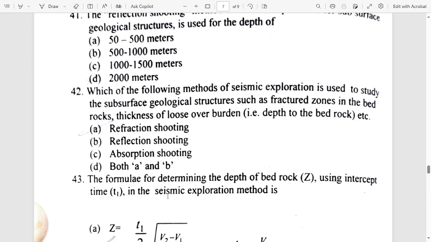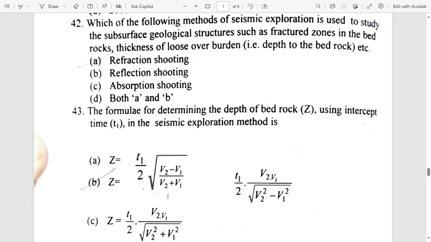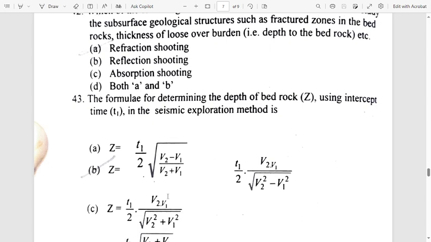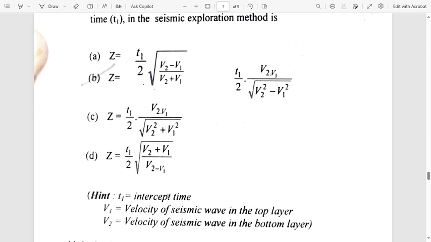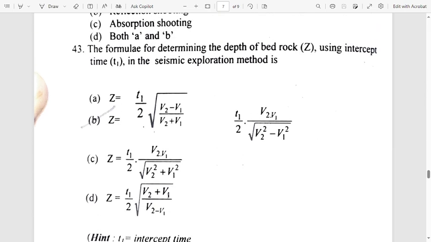Refraction shooting. The formula for determining the depth of bedrock Z using intercept T1 in seismic exploration is Z equal to T1 by 2 over V2 V1 divided by root over V2 square minus V1 square.